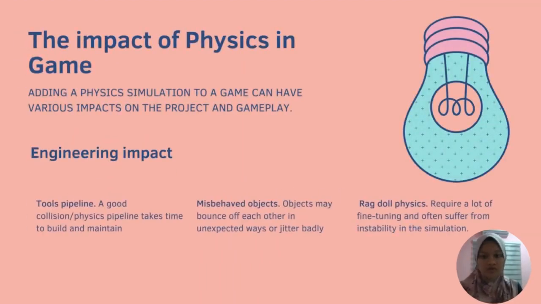And there are a lot of engineering impacts when adding physics in a game, but here are three. The tools pipeline: a good collision physics pipeline takes time to build and maintain, and misbehaving objects may bounce off each other in an unexpected way or jitter badly. And ragdoll physics requires a lot of fine tuning and often suffers from instability in the simulation. So that's all for me.